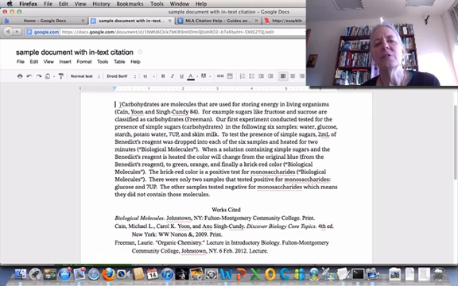So let's say this first sentence, carbohydrates are molecules that are used for storing energy in living organisms. You got that from your textbook. You put the author's name followed by the page number where you find that. That goes inside parentheses and it goes before the period. So you'll see the period there. And that's all you have to do. So that sentence came from the textbook.